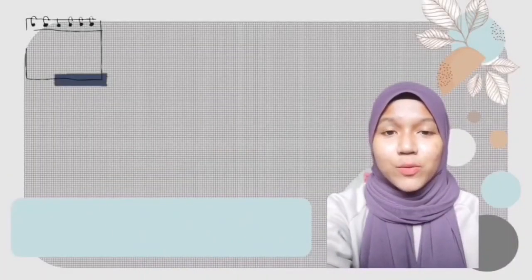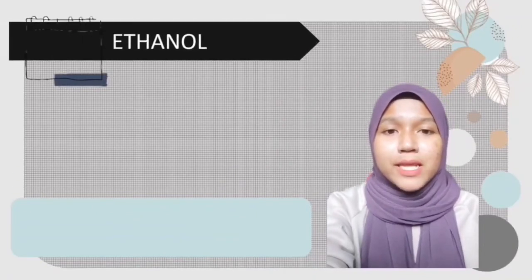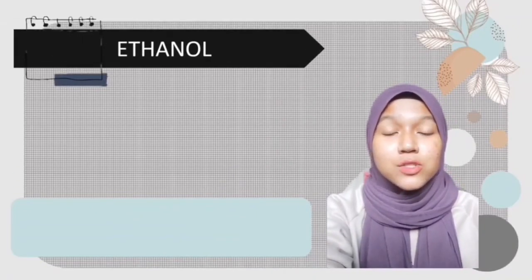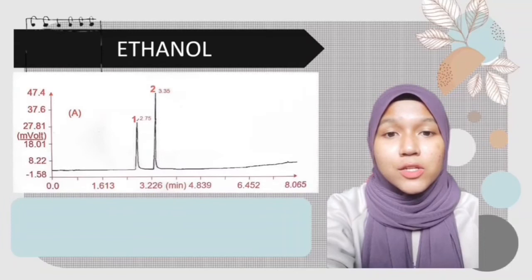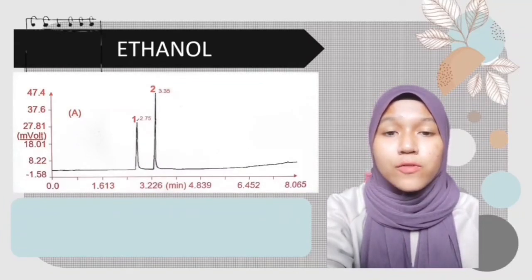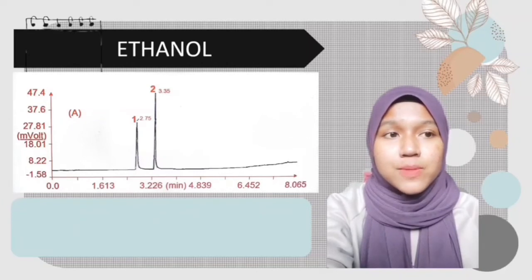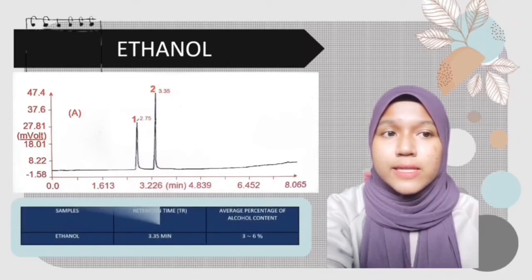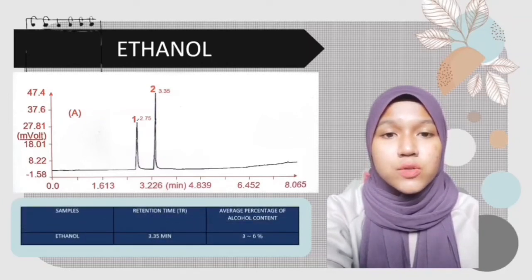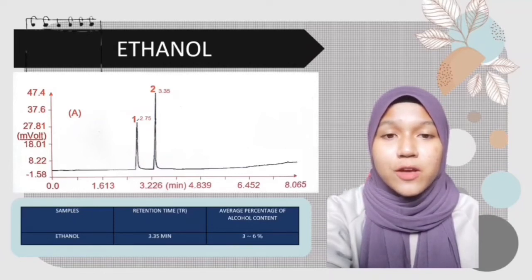Hi, Assalamualaikum warahmatullahi wabarakatuh. My name is Nur Haifaa Hanani, and today I would like to talk about the ethanol sample. The diagram shows the chromatogram result of the ethanol. The average percentage of alcohol content in ethanol is from 3 to 6%. The retention time of the ethanol peak in the chromatogram in the diagram was 3.35 minutes.